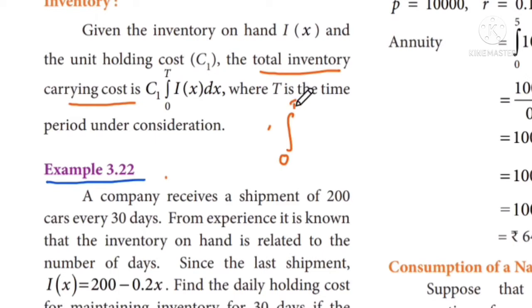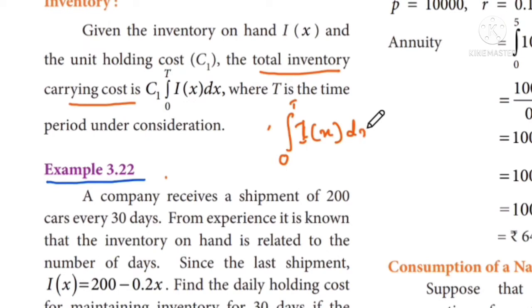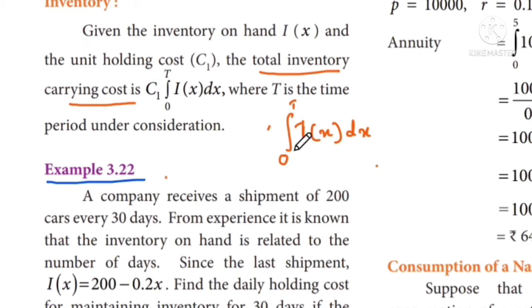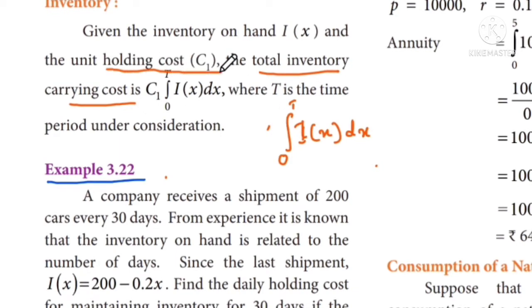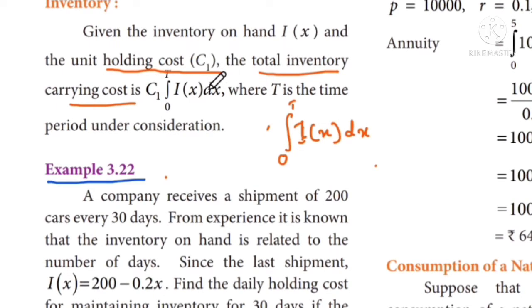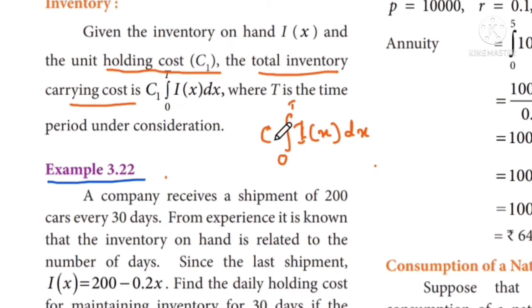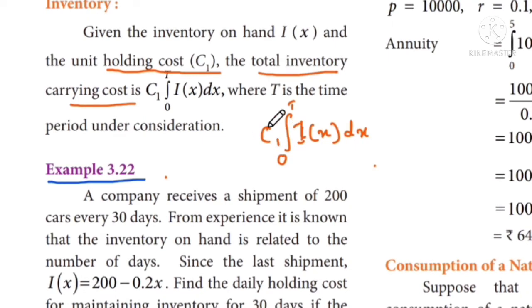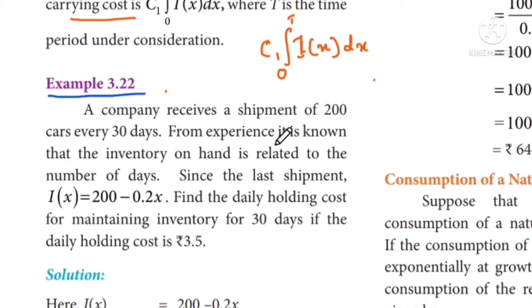It is always a time here, and in I of x into dx, where t is the upper limit of the time given. And here you have to multiply because the unit holding cost will be given in the question. The unit holding cost of holding per unit will be given. So you have to multiply this by C1 to find the total holding cost. So the total inventory cost is this.